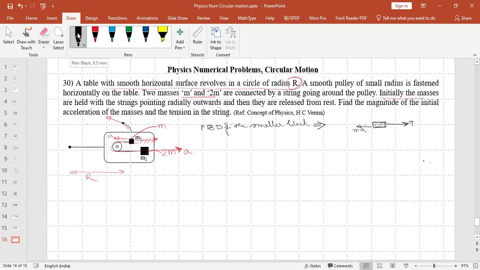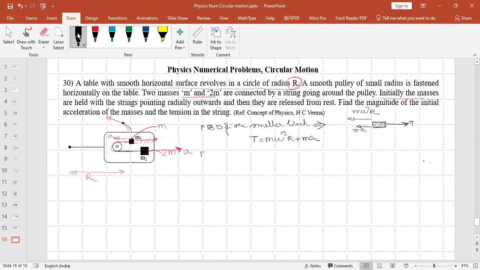On the left-hand side, there is a centripetal force which is m omega square r. So what is the equation here? The equation here is the force balancing equation. T is equal to m omega square r plus ma.